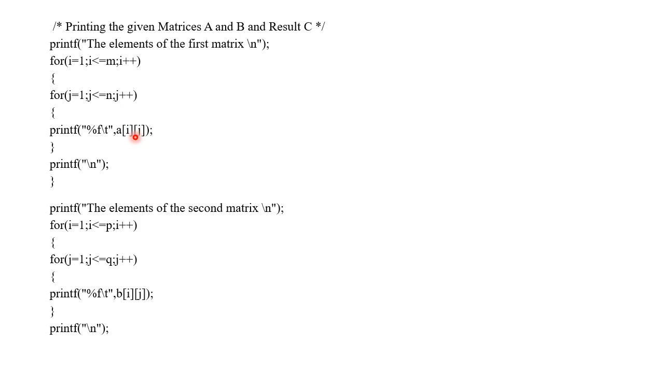Printing the given matrices A and B and C, everything will be the same. For I is equal to 1 to M, for J is equal to 1 to N, printf of Aij. This tab we have already explained in the previous program. This N we have already explained previously. This is the output statement for printing of Aij. Similarly for B matrix. But for B, the I will run from 1 to P and J will run from 1 to Q. Here for A, I will run from 1 to M and J will run from 1 to N.